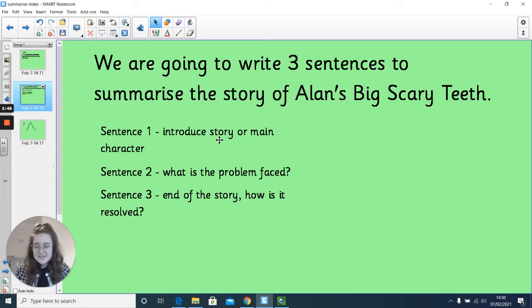Okay, so in sentence 1, these are the sorts of things we are looking for. We are looking for a sentence that tells us that the main character is called Alan, probably the fact that he is an alligator, and the fact that he has big scary teeth and he likes to frighten people, something like that. So sentence 1 is going to include all of those things.